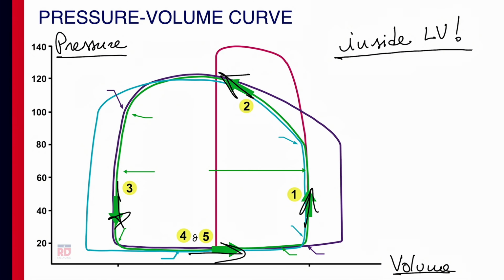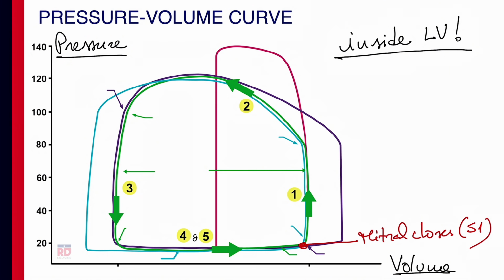Now let's focus on the green curve, the normal one. We start right here, where the mitral valve closes. That marks S1, mitral valve closes, the first heart sound. Since the mitral valve is now closed, this is the start of systole. At this point, the ventricle is full because I'm about to start systole. Diastole just ended and the ventricle is full. This is the end diastolic volume, also called preload.